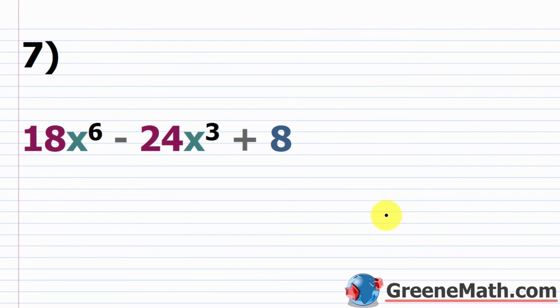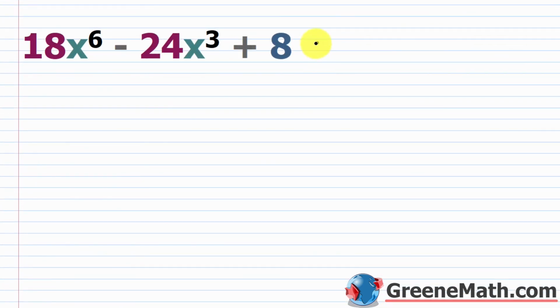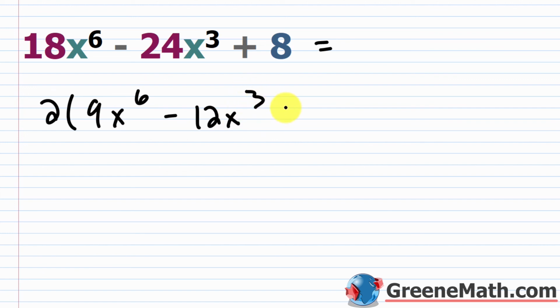All right, let's look at problem number 7. We have 18x to the 6th power minus 24x cubed plus 8. So let me scroll down here and see what we got. I know I can pull out at least a 2. And inside I would have 9x to the 6th power minus 12x cubed and then plus 4. Now, again, when you work with the trinomial, if you see something squared, and then you have plus, minus, plus, you're thinking, is this a perfect square trinomial?